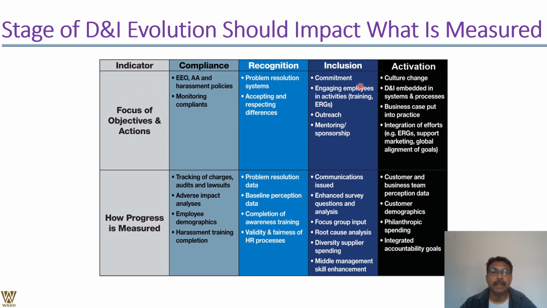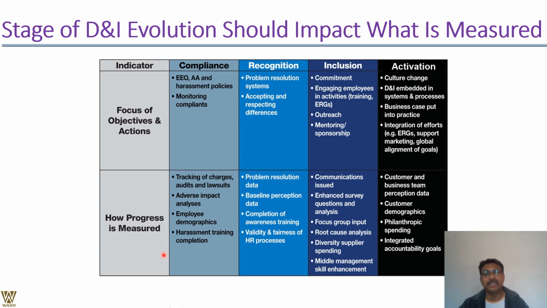Now, how can it be measured? Let's say on the front of compliance, it is tracking of the changes as and when they happen, what comes and how it is to be done. Adverse impact analysis, employee demographics as and when. Then harassment training, and I'm not talking only about sexual harassment. It can be physical harassment, abuse, age-related harassment, disability-related harassment, any sort of harassment. We need to measure those things, note down the numbers, and train people so that we become a compliant organization.